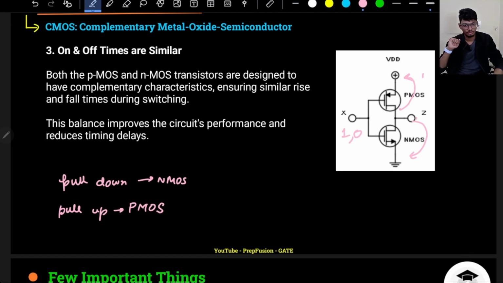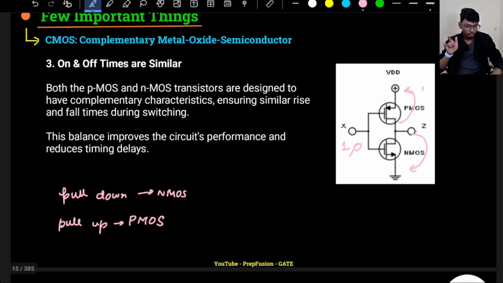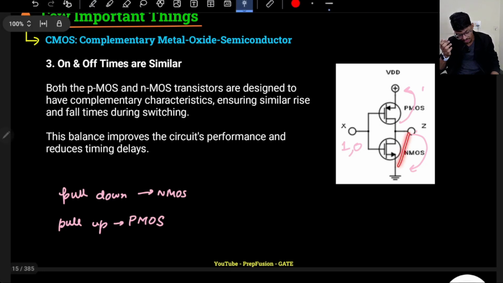Pull down and pull up happen due to PMOS and NMOS. Now what you have to identify is that they are two different transistors. If they have different switching characteristics, obviously there will be some time delay. So if the two different transistors are not balanced properly, there will be different pull down times.